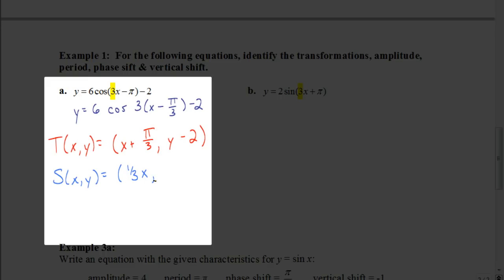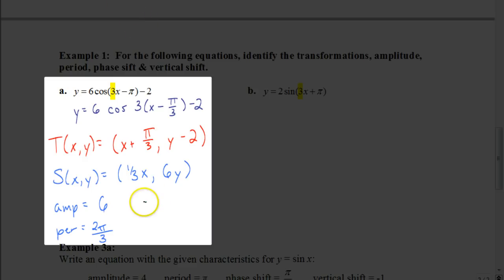And then for the scale change for your y, since we had a 6 out in front there, that would just be 6y. So now we can figure out what the amplitude and period would be from our scale change. So our amplitude would be 6. Our period would be 1/3 of what it would be originally. So for the cosine function, our period would be 2 pi. So 1/3 of 2 pi would be 2 pi over 3.